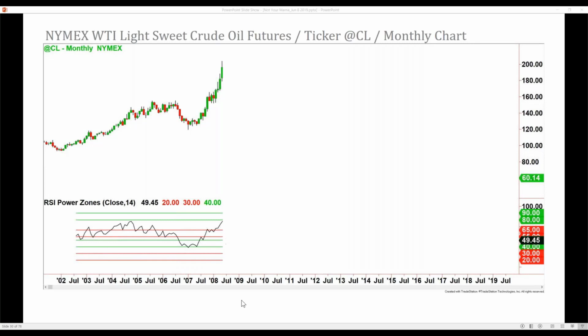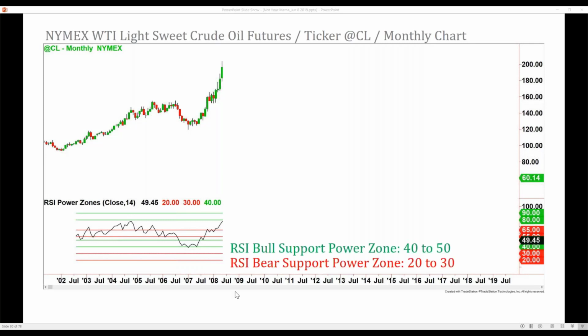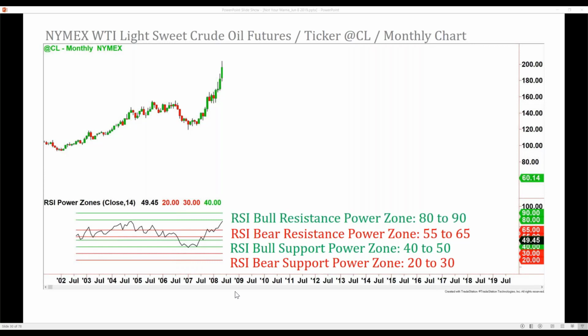Now, the indicator at the bottom is changed. It's no longer the standard RSI. Now, we still have the 14-period setting, and we have these individual zones. We have the two lower red lines that are the bear support power zone. Two lower green lines are the bull support power zone. Two upper red lines are the bear resistance power zone, and the two upper green lines are the bull resistance power zone. So they alternate, okay? So a bull market should live between the two green zones for most of its duration, and a bear market should live between the two red zones. We're going to see that in action here.